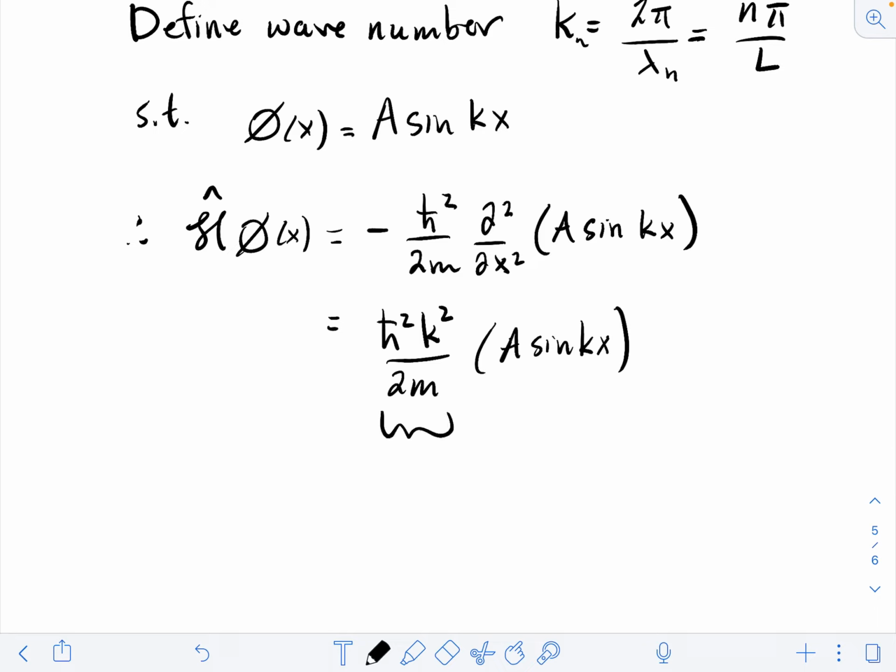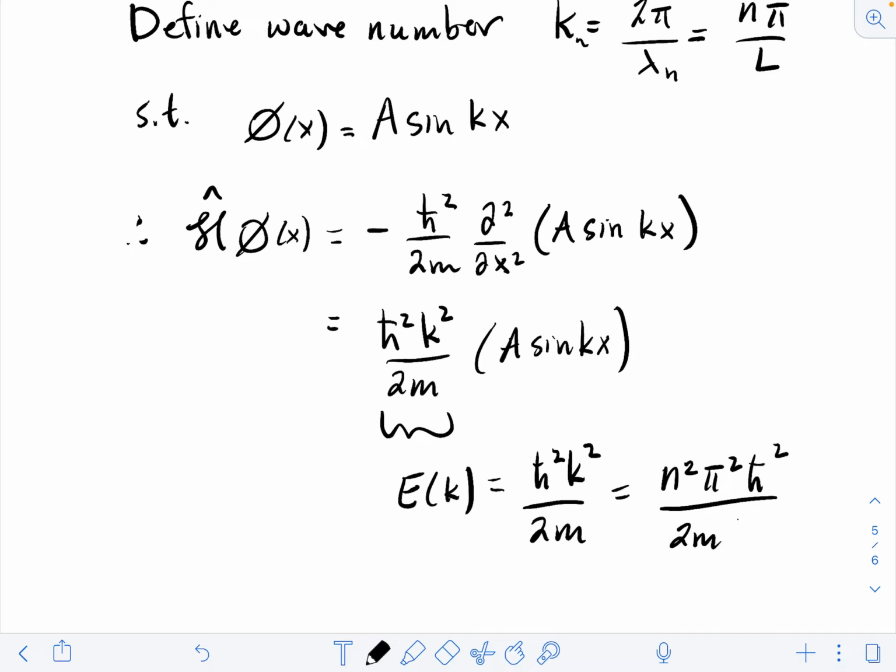And so that means this is our energy. E depends on k, and it's h bar squared k squared over 2m. And if you put in the value of k, n pi over L, this is n squared pi squared h bar squared over 2m L squared, where n can be positive integers. Okay, and so that's just a little review of our 1D infinite square well.